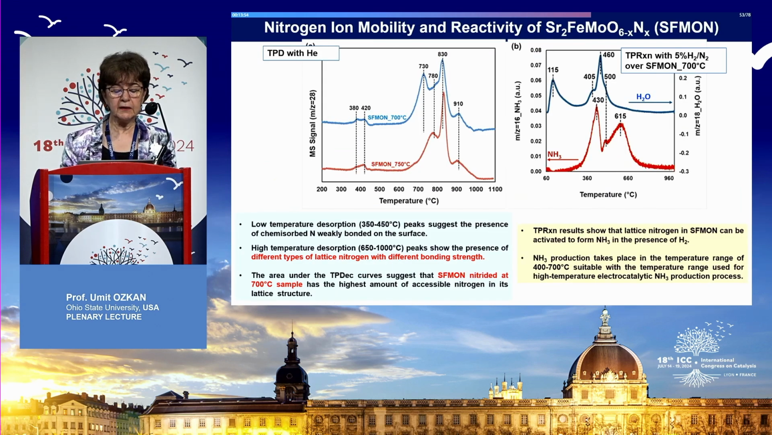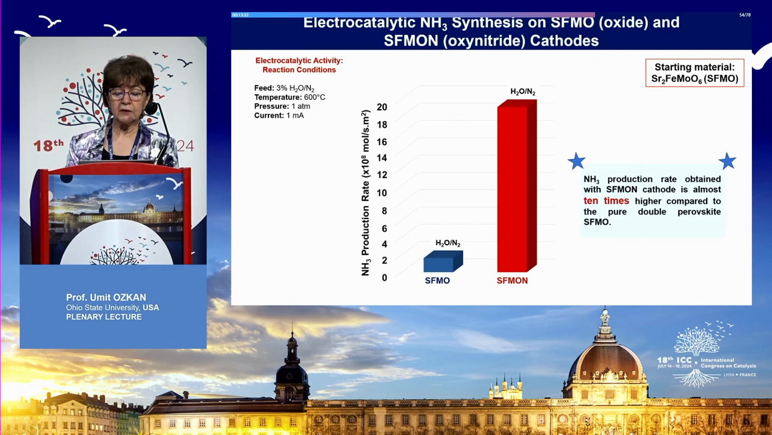Now, again, if we look at the nitrogen accessibility using temperature program desorption technique, nitrogen is quite readily accessible. It evolves from the lattice, and also it can react. In this case, we tried it with hydrogen. It can react with hydrogen in the gas phase and form ammonia. Now, if we look at the electrocatalytic ammonia synthesis activity, this is just the oxide phase, strontium iron molybdenum oxide, and this is the nitrided form. So we have improved the activity 10 times.